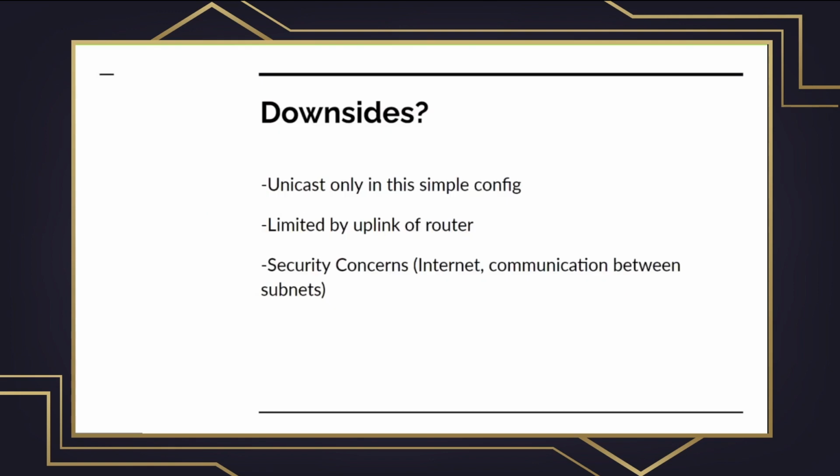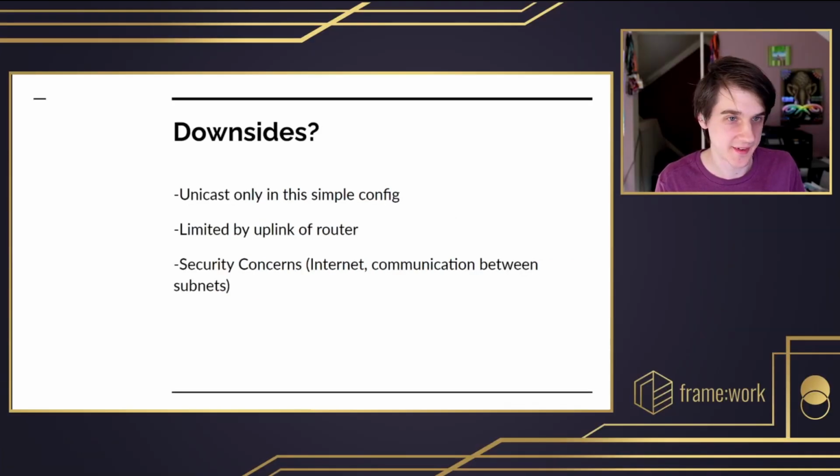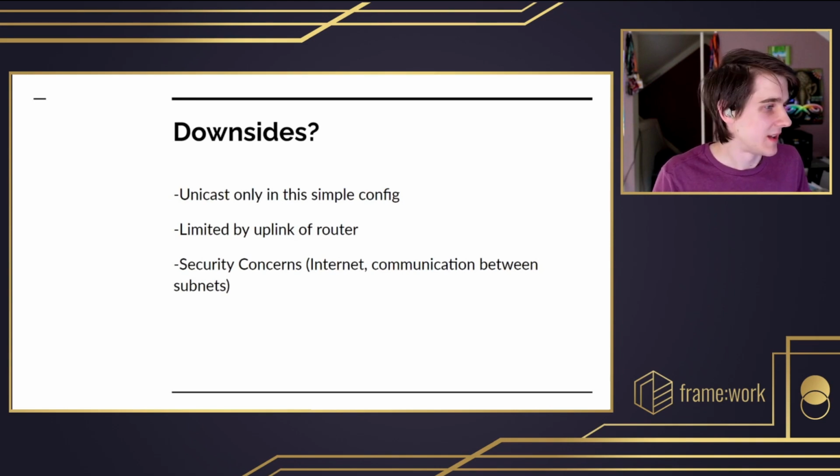What are the downsides to this? Well, as I said, it's limited to unicast only in the simple config. You can get into multicast, but that's way beyond the scope of this conversation and this presentation. You're limited by the uplink and the speed of your router. So if you're doing something like Telnet or ArtNet or automation data, you're fine letting the router handle this. It's small amounts of traffic. I wouldn't necessarily use this to transfer content for the show though.